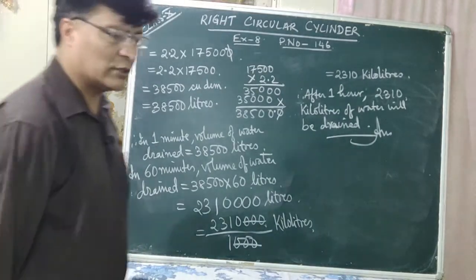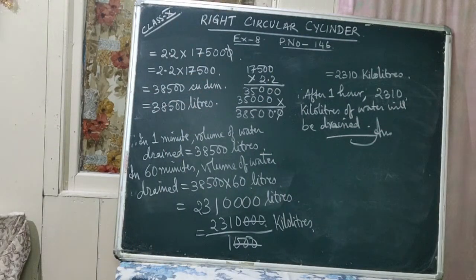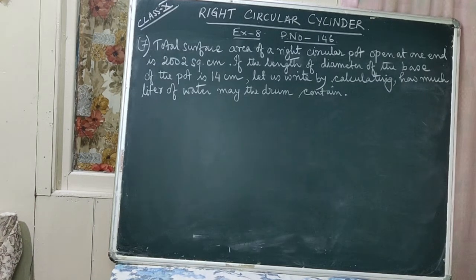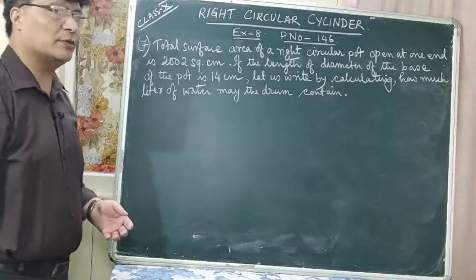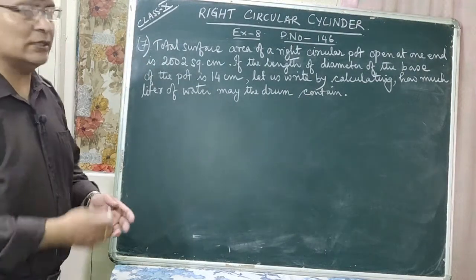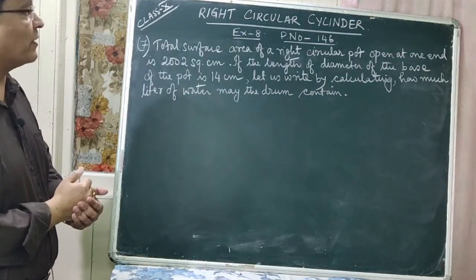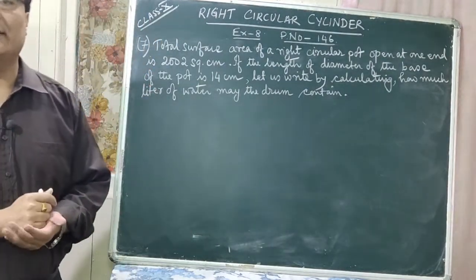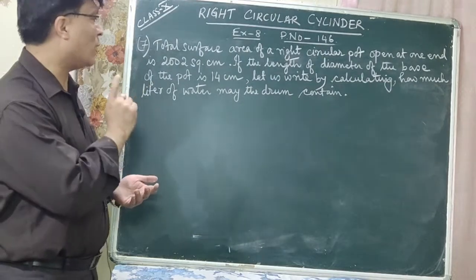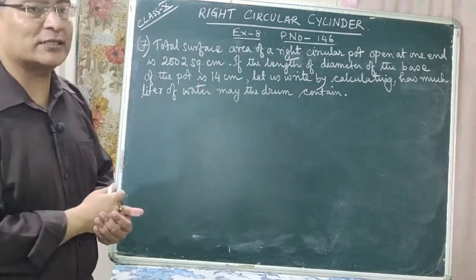So you can copy it. Now we'll do the next question, that is question number 7. Question number 7 is: total surface area of a right circular pot, right circular cylinder type, open at one end, is 2002 square centimeter.